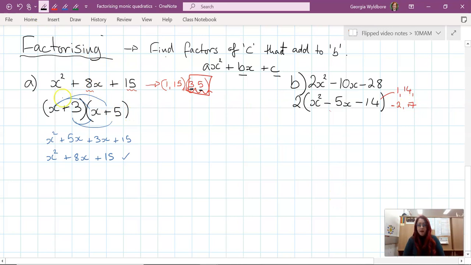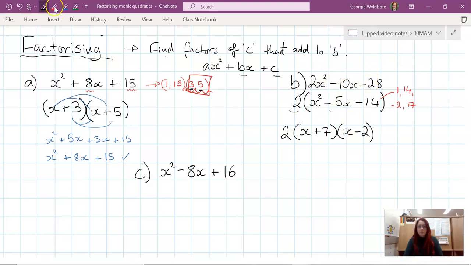Now we just have to write that in our bracketed term like we did over here. So we're going to have x plus 7 and x minus 2. It doesn't matter which order you write them in. But because we had this 2 out the front, we need to make sure that we remember to put that out the front as well. If we were to expand that, first we'd get back to x squared minus 5x minus 14, and then we'd multiply that by 2 and get back to there.